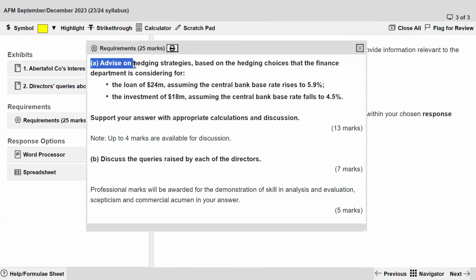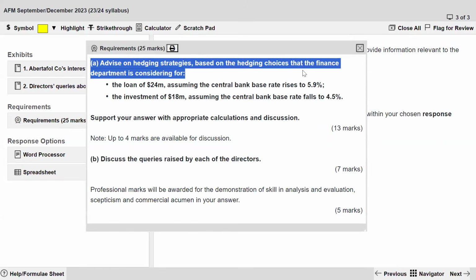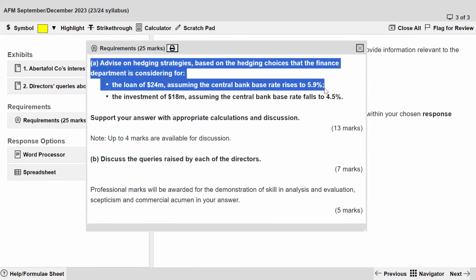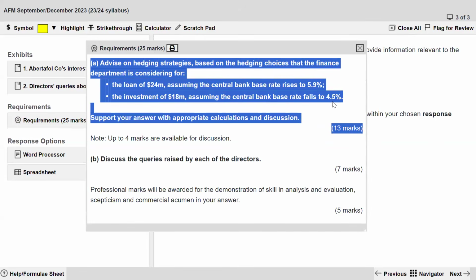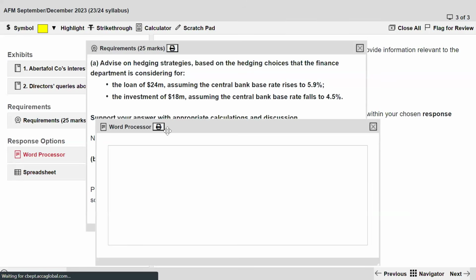It says advise on the hedging strategies based on the hedging choices that the finance department is considering for the loan of $24 million, assuming the central bank base rate rises to 5.9%. The investment of 18 million, assuming the central bank base rate falls to 4.5%. Support your answer with appropriate calculations and discussion. Up to 4 marks are available for discussion. That means out of this, 9 marks are going to be available for the computations.